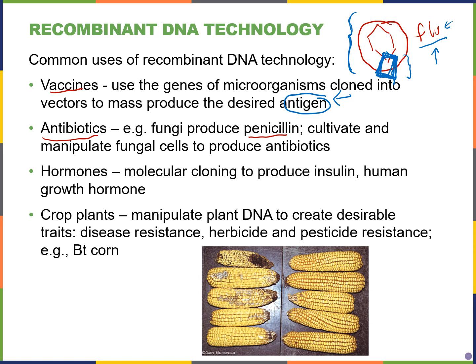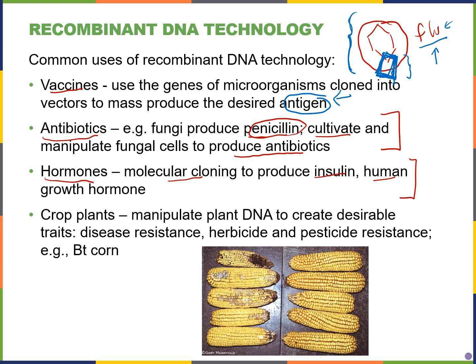So in the lab, what we can do is cultivate this fungus and manipulate them so they produce a large amount of penicillin, way more than they usually make, and we can harvest that to use as our antibiotics. In terms of hormones, we can use molecular cloning in those plasmids to produce insulin or human growth hormone, because bacteria can take up those genes and express those proteins for us pretty readily.